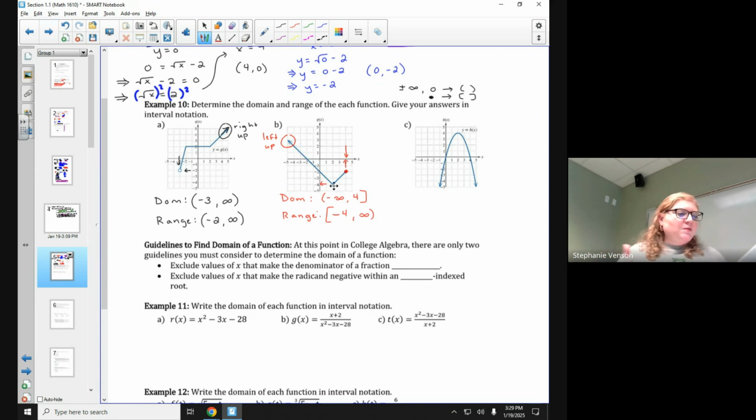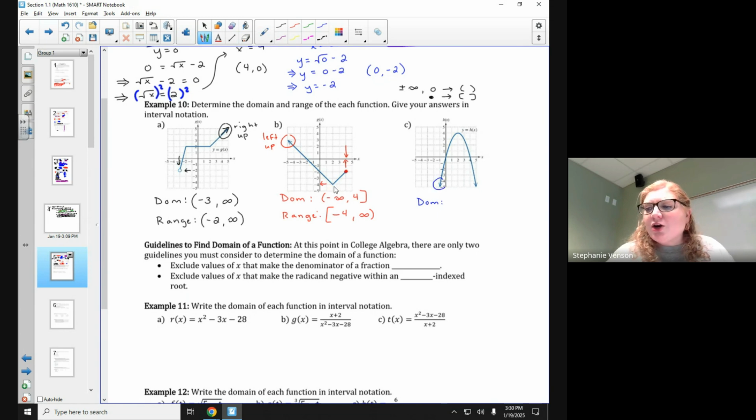So for 10B, my domain is negative infinity to 4, where 4 has a bracket, and my range is -4 to infinity, where -4 has a bracket. All right, let's take a look at C, last domain and range example. And we're almost finished. I promise we're getting to the finish line, but the nice part is this is a video, so if you need a break, just pause it and come back. Okay, so let's talk about that domain.